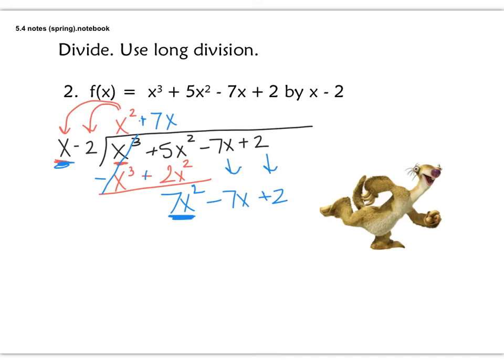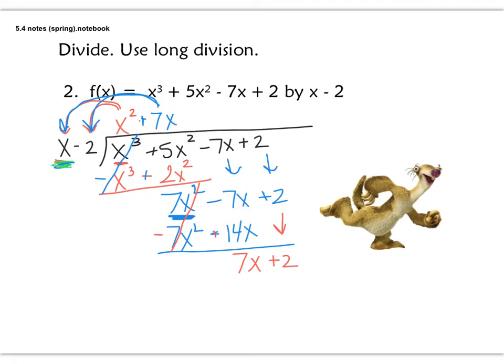All right, so we put our 7x up at the top, and we are going to have to distribute that. So 7x times x is 7x squared. 7x times negative 2 is negative 14x. And then we have to change our signs. So we only change the signs at the bottom. 7x squared minus 7x squared cancels. Negative 7x plus 14x is a positive 7x. Bring down the plus 2, and our process starts over.